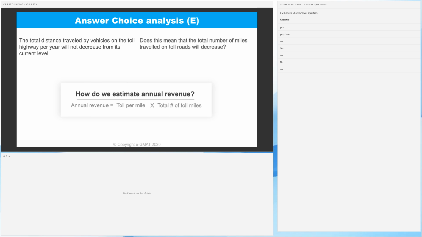All right, let's look at choice E. Choice E is in line with our pre-thinking. It talks about the total distance travel. Okay. Will not decrease from its current level. Okay. And which is the same as total number of miles.